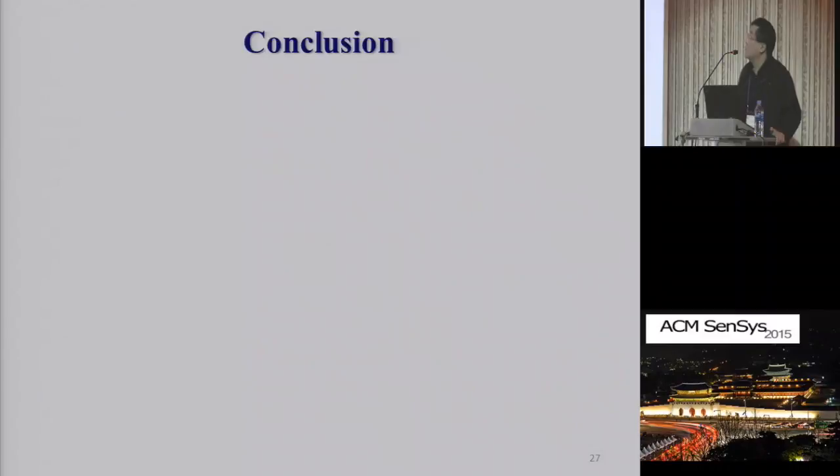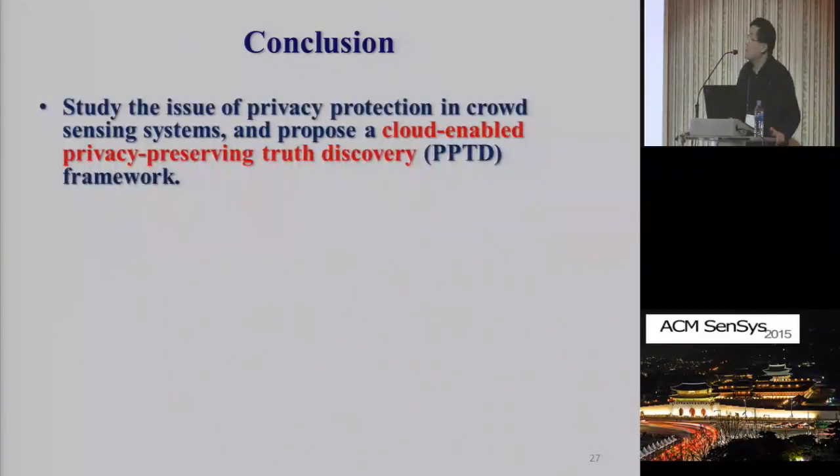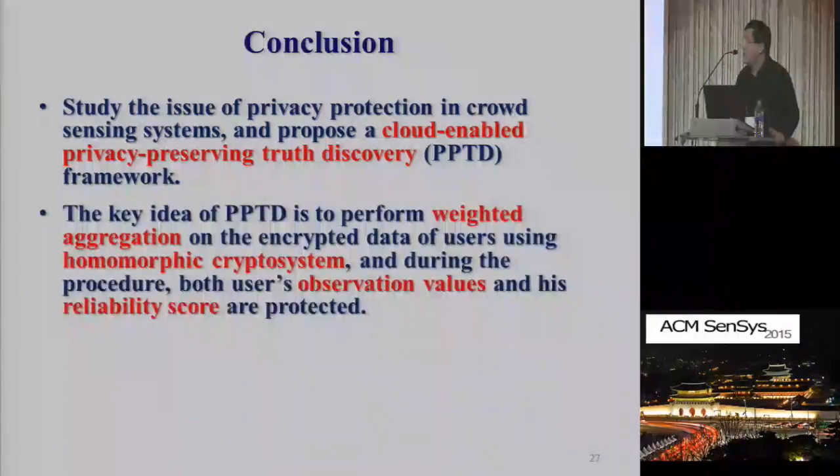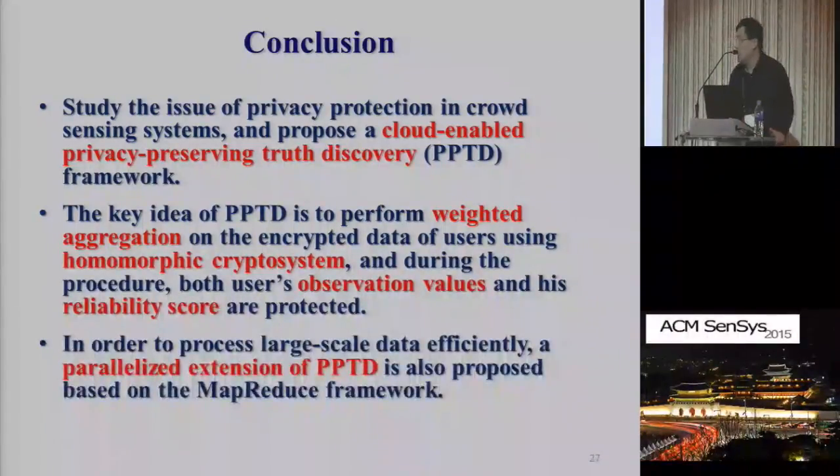So let me quickly conclude this paper. In this paper, we studied the issue of privacy protection in crowd sensing systems and proposed a cloud-enabled privacy-preserving truth discovery framework, PPTD. The key idea of PPTD is to perform weighted aggregation on the encrypted data of the users using a homomorphic encryption system. During this procedure, the user observation values and their reliability scores are protected. And in order to process large-scale data efficiently, a parallelized extension of PPTD is also proposed based on the MapReduce framework.